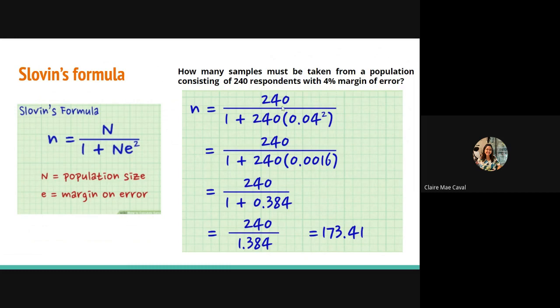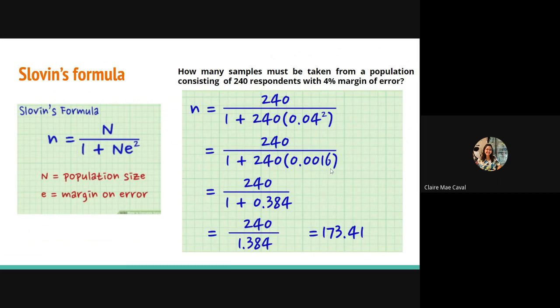So 240, that's the population size, divided by 1. Again, it's always 1. Plus 240, multiplied with the square of 4% or 0.04. Okay? Don't put 4, that's 0.04, because percentage is divided by 100. So that's 0.04. Okay? So 240 divided by 1 plus 240 times the square of 0.04, that's 0.0016.